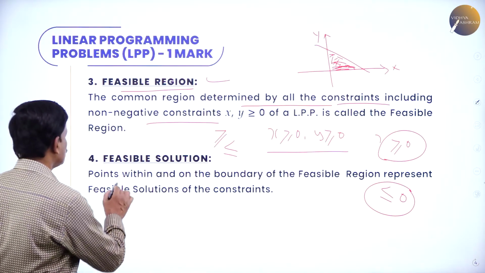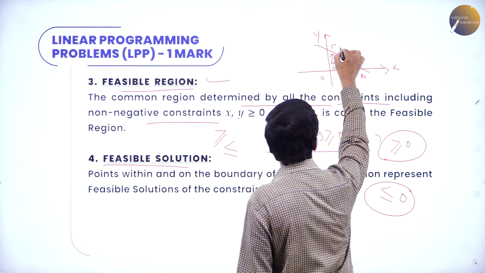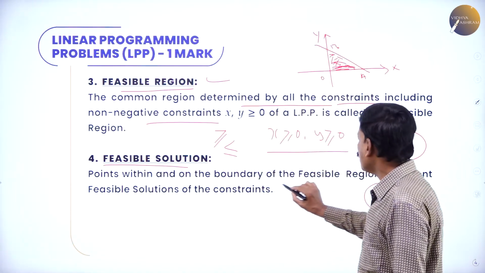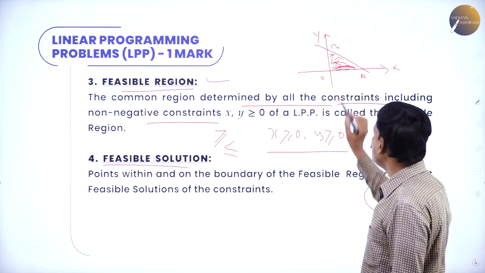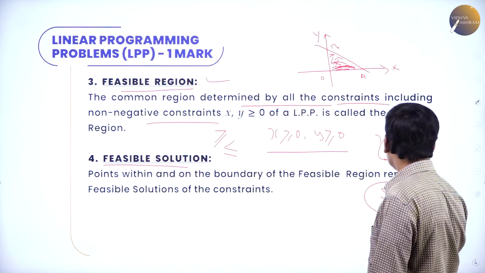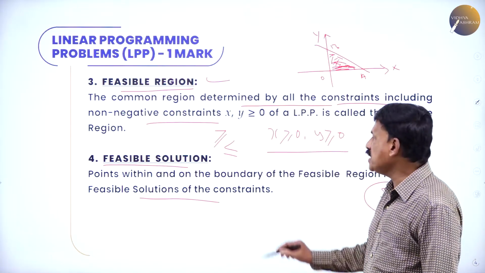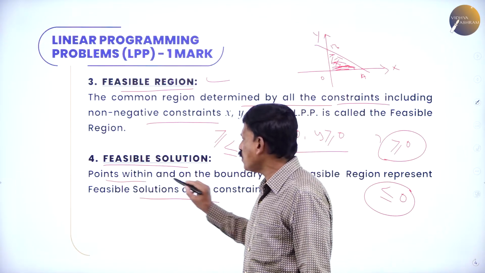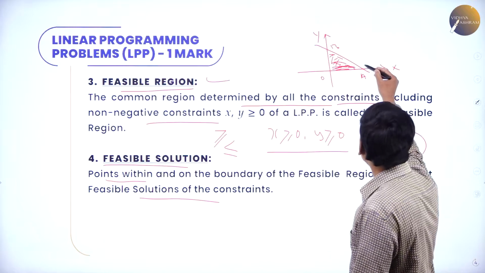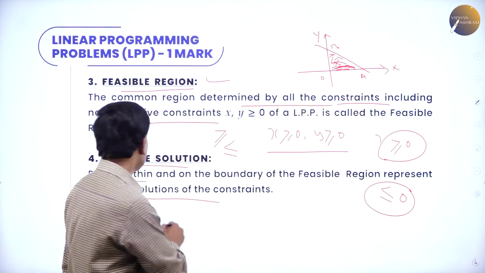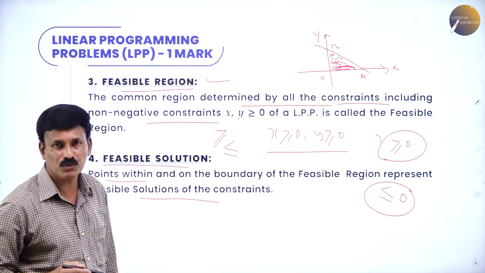Now, feasible solution: the points within and on the boundary of the feasible region represent the feasible solution. This is a very important point. The points within and on the boundary of the feasible region represent the feasible solution of the given linear programming problem.